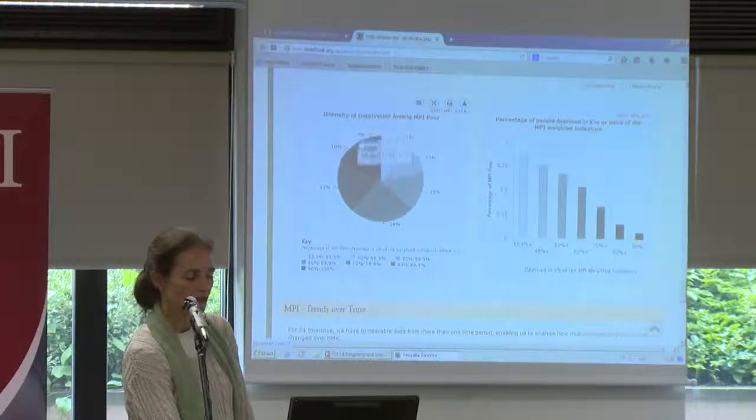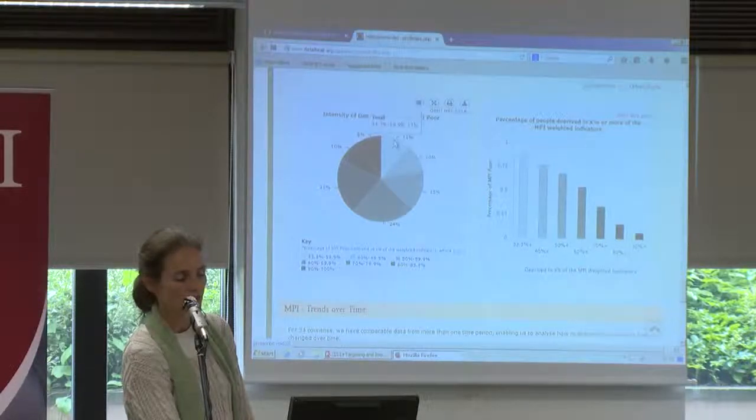So everybody whose deprivation score is between 33% and 39.9% is here. And it's 11% of all poor people in Mali have very low deprivation scores. But you see 8% of all poor people in Mali have a deprivation score that's above 90%. So it's quite useful to look at the intensity, the bands of intensity among the poor.